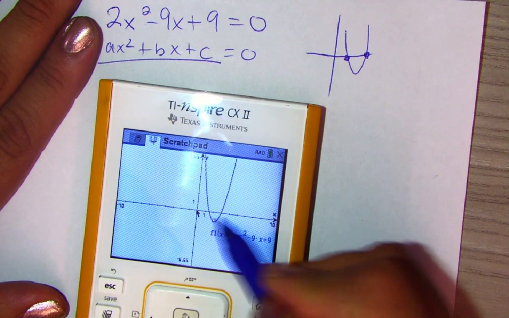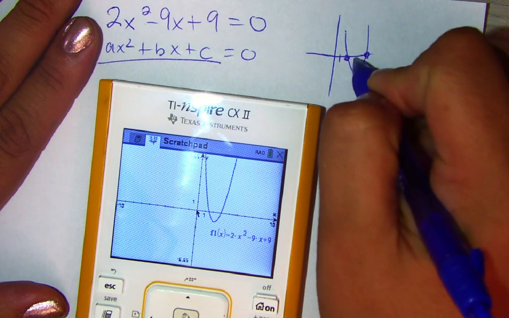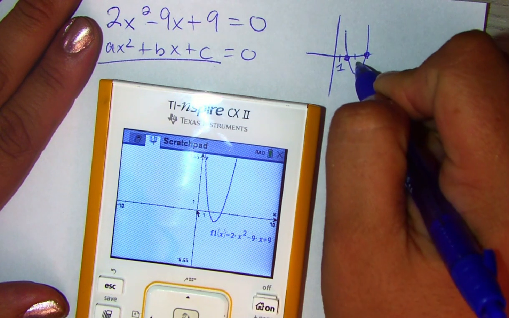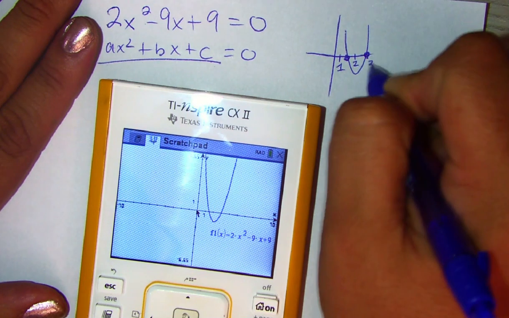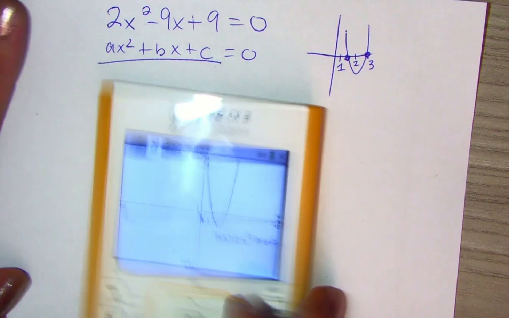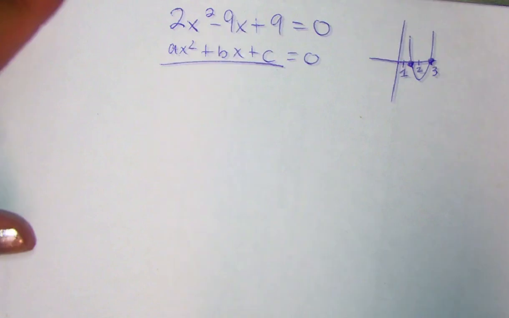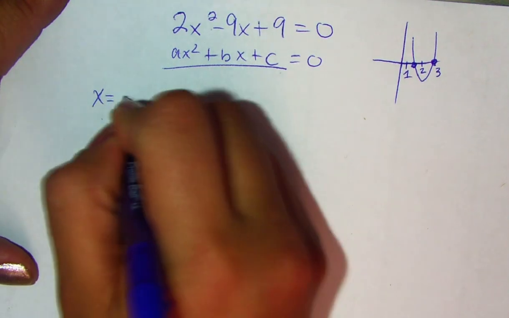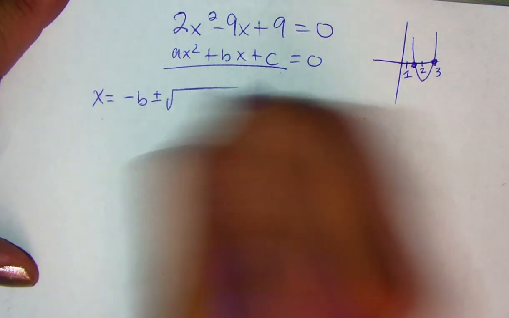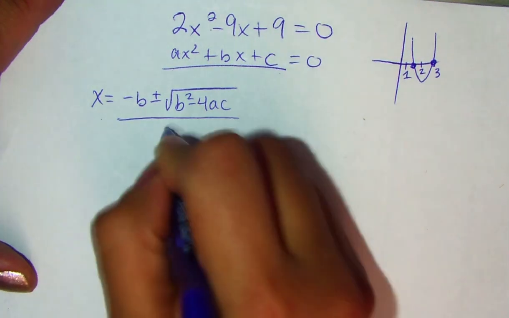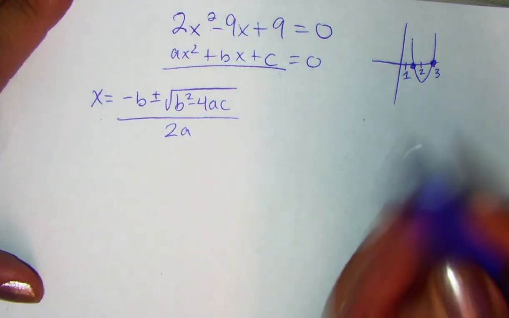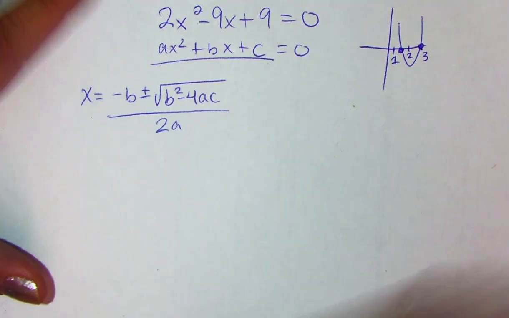And from what I'm seeing, it is going to be one in between 1 and 2, and then another one seems like it's touching at 3. So let's just double check and do the math accurately with the formula. x equals negative b plus or minus the square root of b squared minus 4ac. This is the quadratic formula, which is another method of solving, just algebraically.